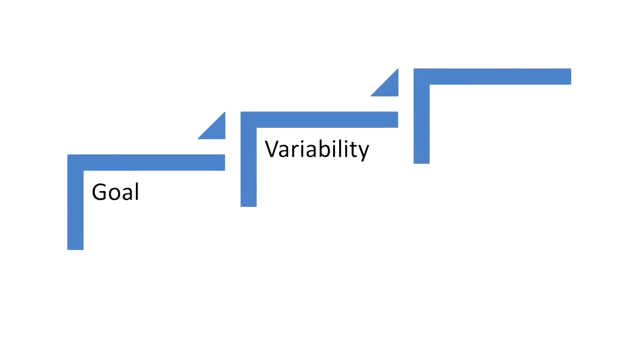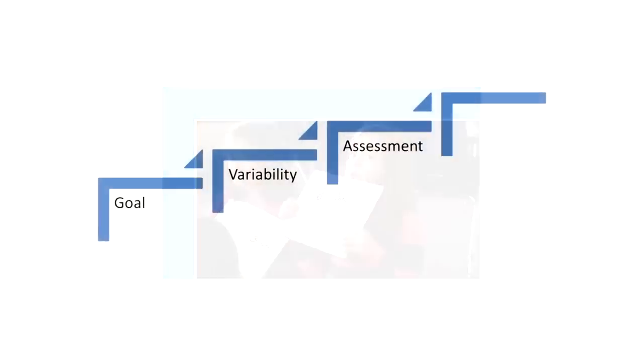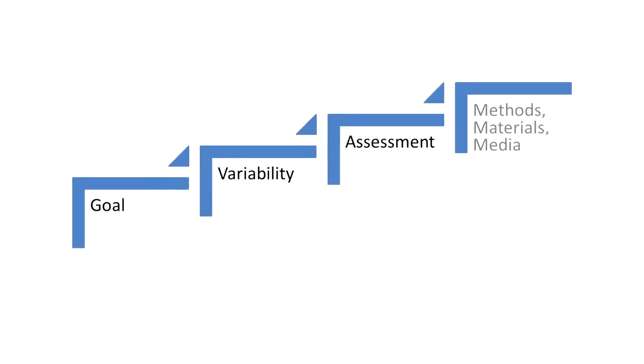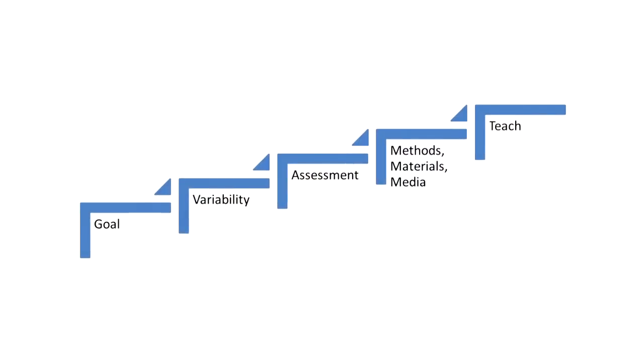Third, determine assessments for the lesson, classroom measures that provide meaningful data about how well the students met the learning goal. Fourth, choose instructional methods, materials, and media that best support student learning. Next, the 5th step. Teach the lesson, making sure to gather information about student learning.